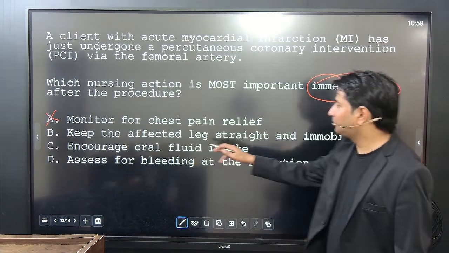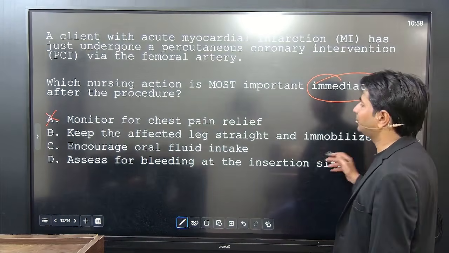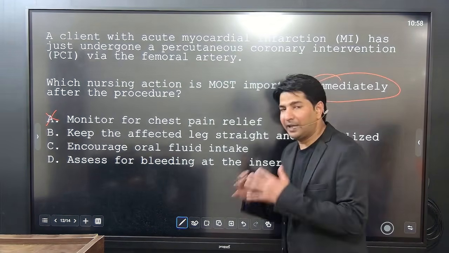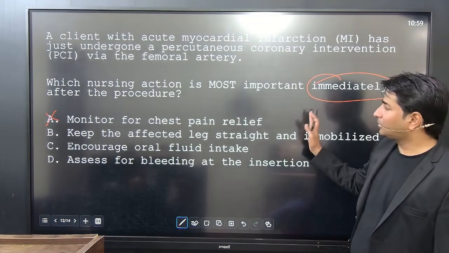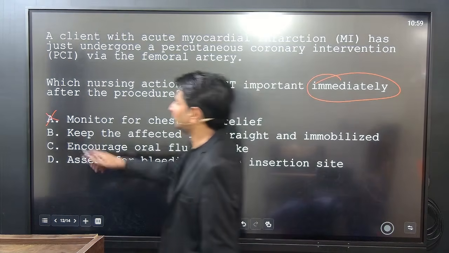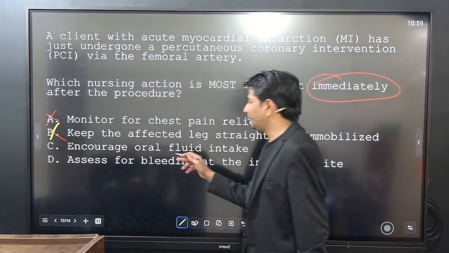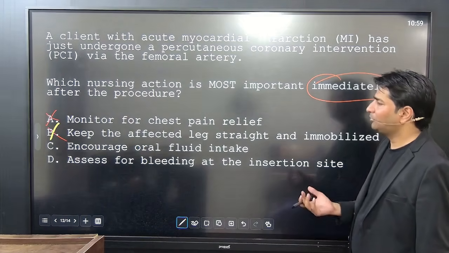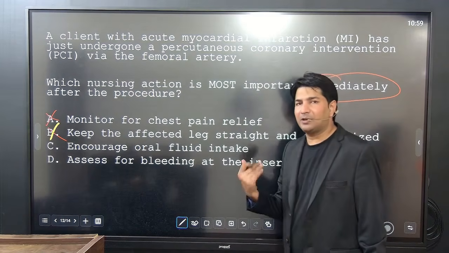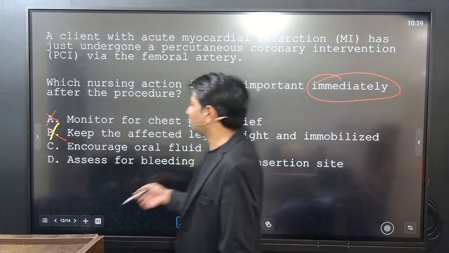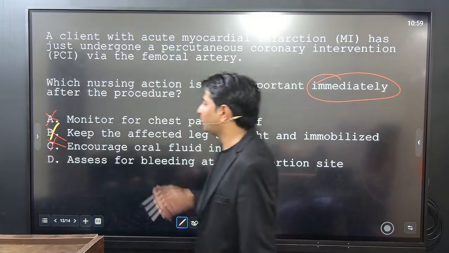Keep the affected leg straight and immobilized. Yes, the affected leg must be kept straight and immobilized so that the clot doesn't get dislodged. But there's something even more important than that. So we'll rule this out. Encourage oral fluid intake. Yes, we'll also increase oral fluid intake because the patient might have been given dye, and to flush out that dye or contrast, we need to increase oral fluids. But this isn't the immediate priority.